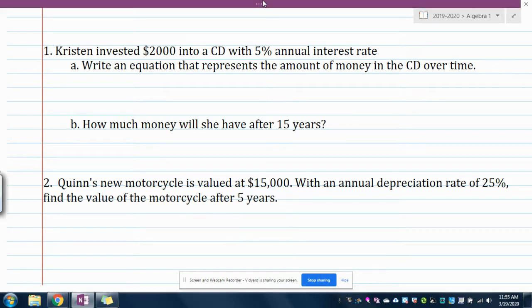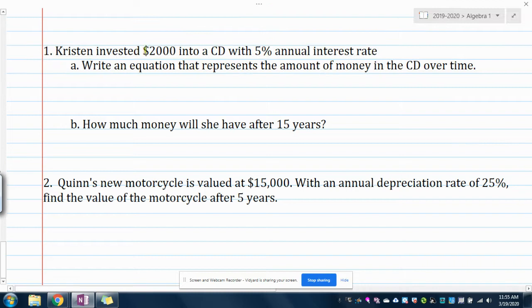So Kristen invested $2,000 into a CD. That's like an online banking thing that collects interest. Okay, so you can give a CD to a baby and they can't touch it. And when they go to college or something, it'll have a lot of money in it because it'll just collect interest. So invested $2,000 into a CD.